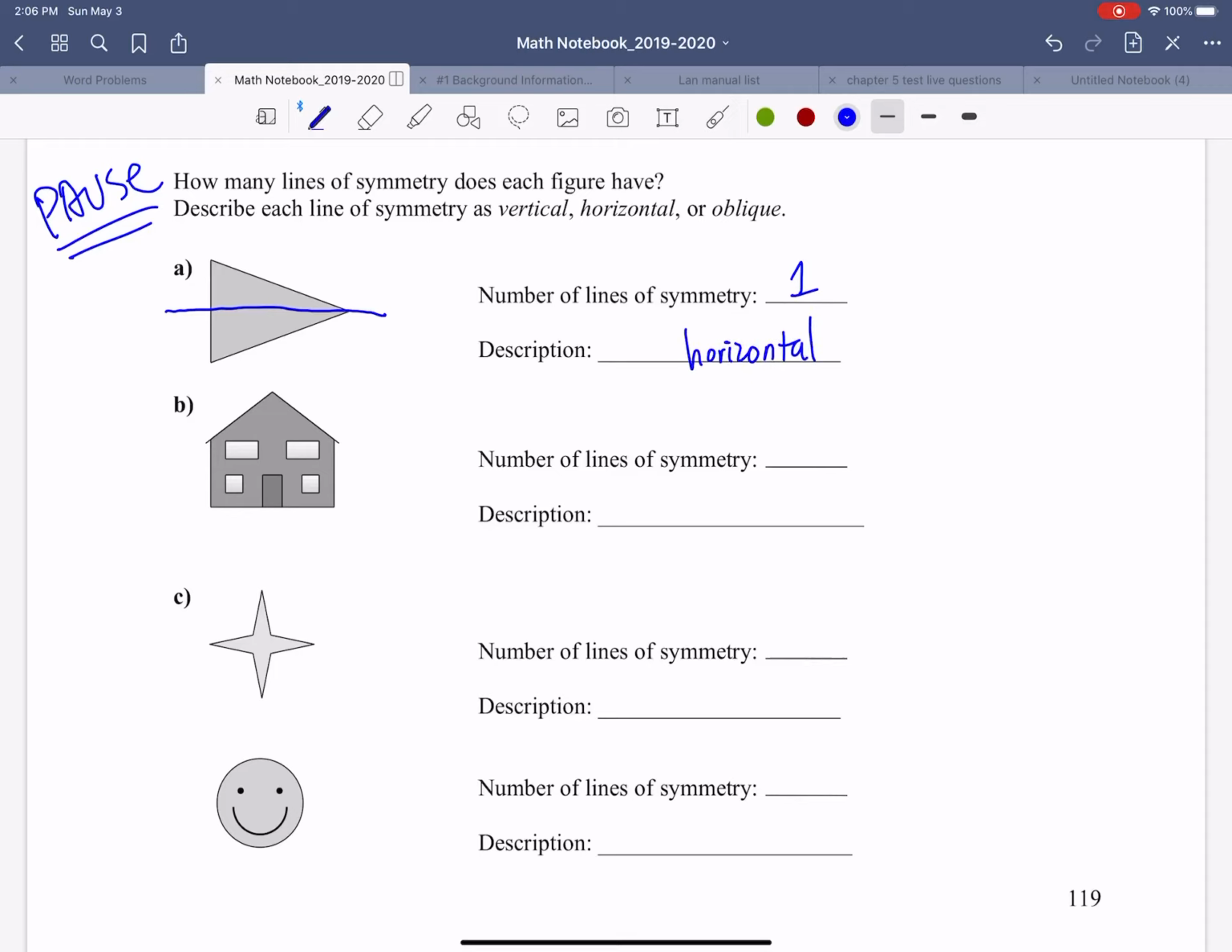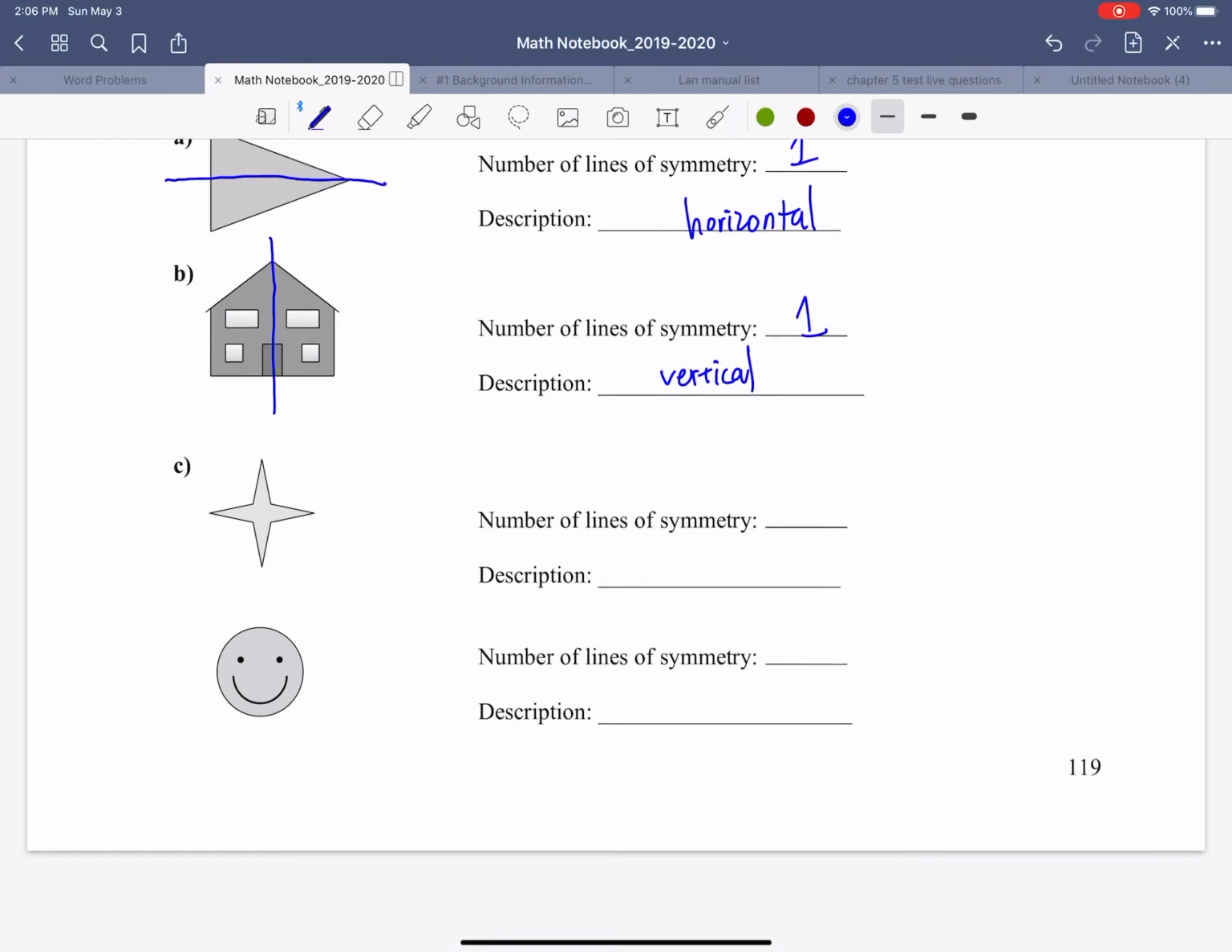Okay, and the house, if you do a horizontal one here, no, it won't overlap when you fold it. But how about in the center here? Yes, it's a mirror image of each other. So one line of symmetry, and that's vertical.